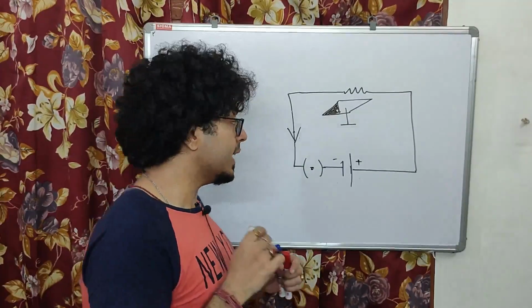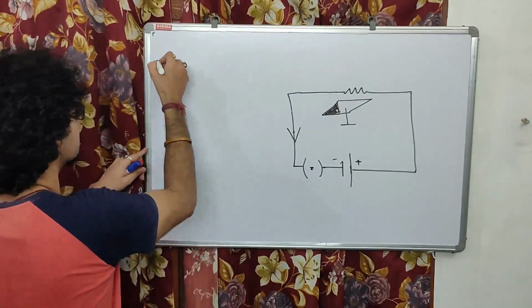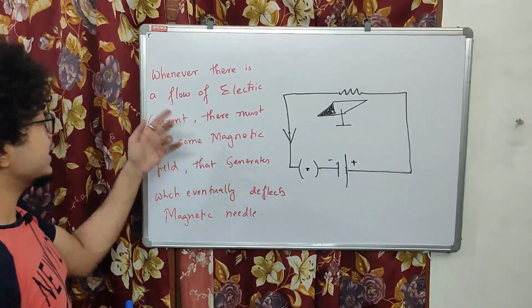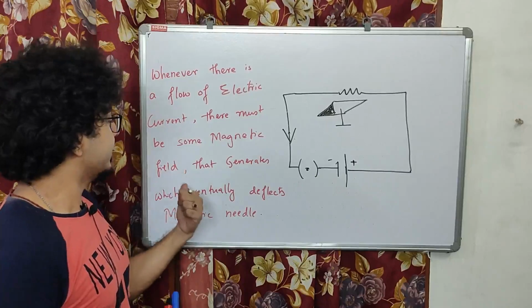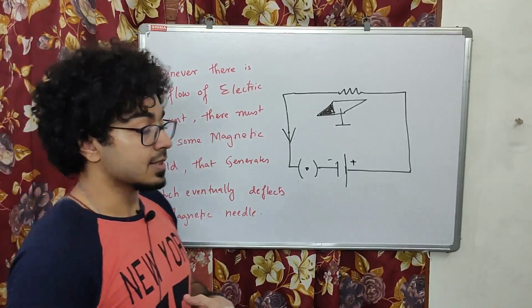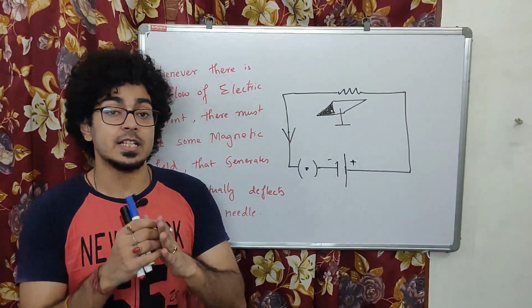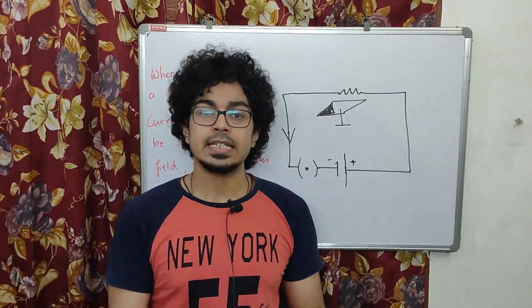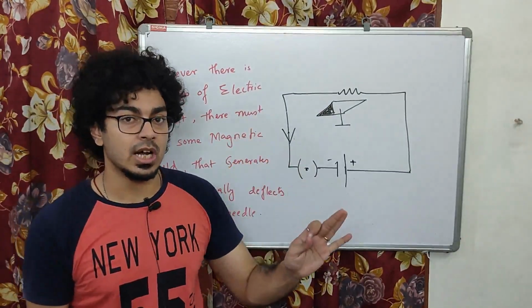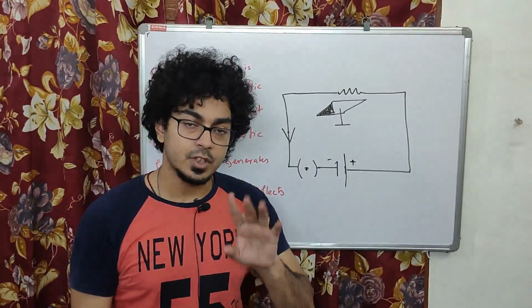From this, he concluded that whenever there is a flow of electric current, some magnetic field is generated, which eventually deflects the magnetic needle. That means a magnetic field is produced by a current carrying conductor. That means we can say that a moving charge creates a magnetic field. Got it? This part is clear.